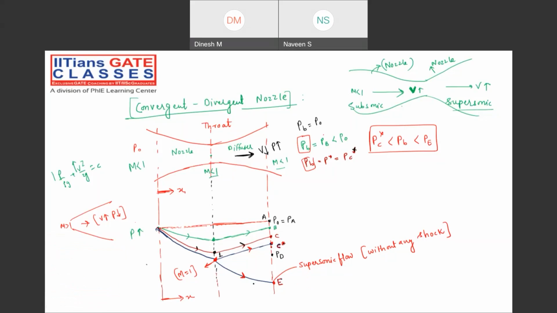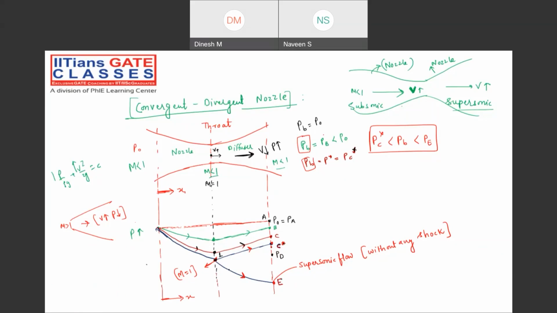Suppose you are maintaining the back pressure to be PD. I'm talking about the back pressure. Definitely one possibility is there. The Mach number will be exactly equal to 1. After that, when the Mach number has reached 1, what will happen? Velocity will increase. Mach number will increase.